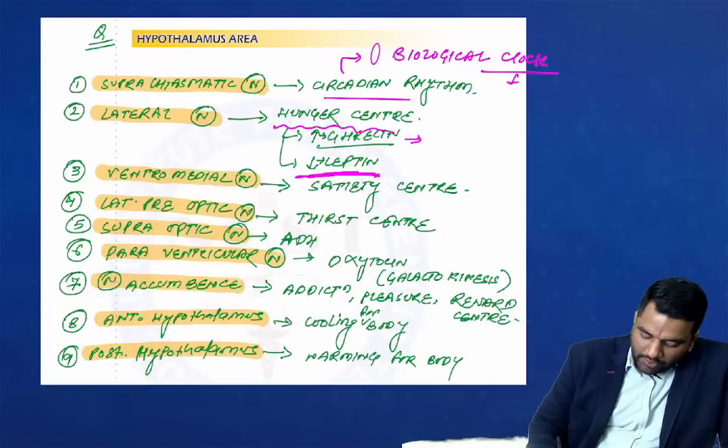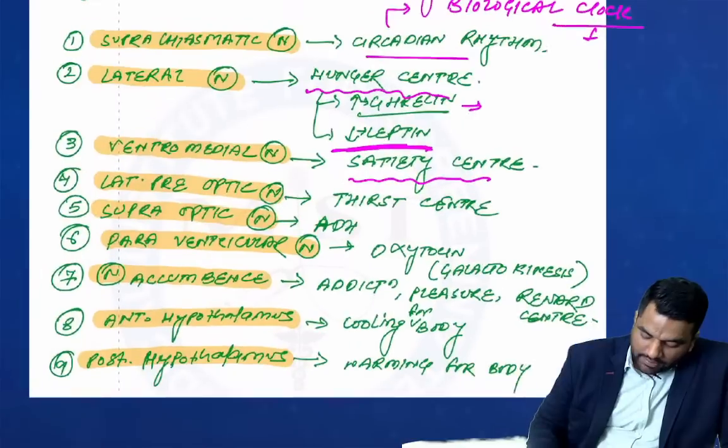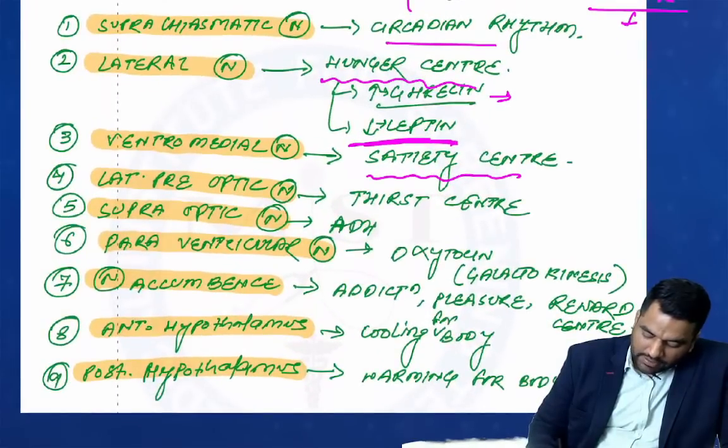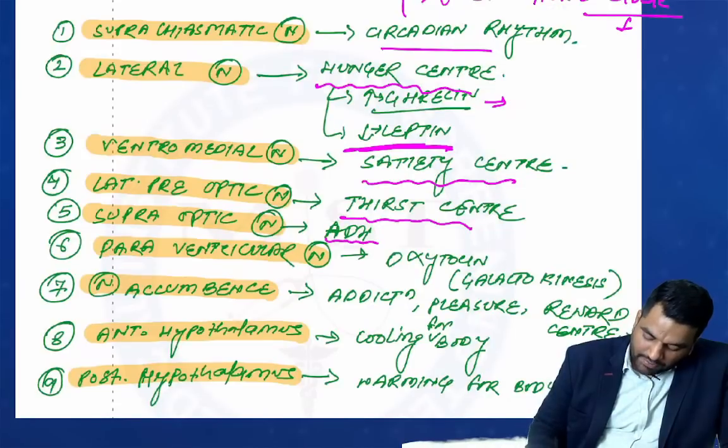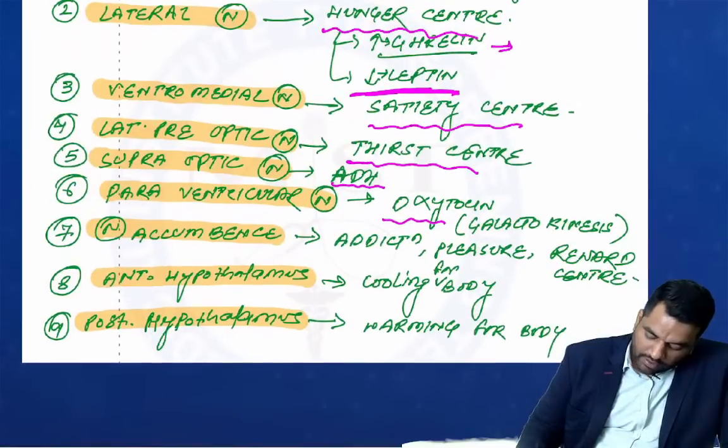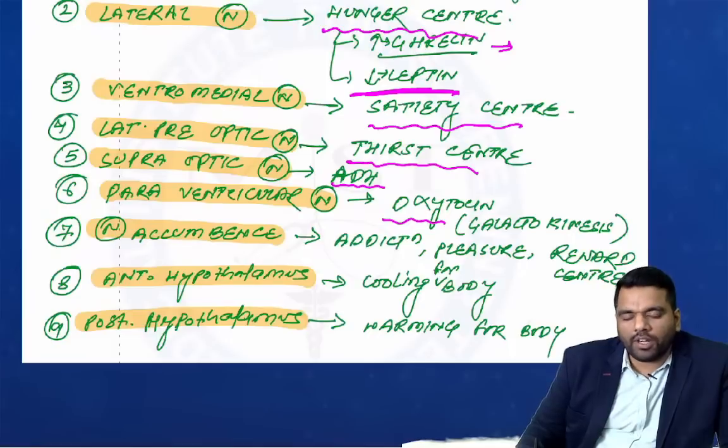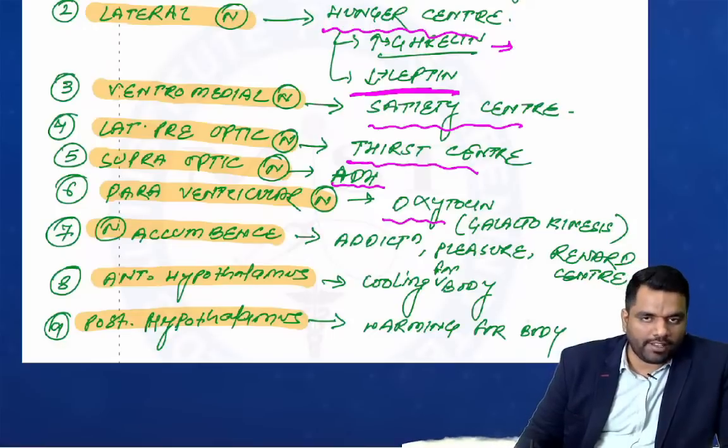Then the ventromedial nucleus is the satiety center. Lateral preoptic nucleus is the thirst center. Supraoptic nucleus is for ADH. Paraventricular nucleus is for oxytocin. Then nucleus accumbens is for addiction and pleasure. Anterior hypothalamus is for cooling of your body, and posterior hypothalamus is for warming your body, right, beta?